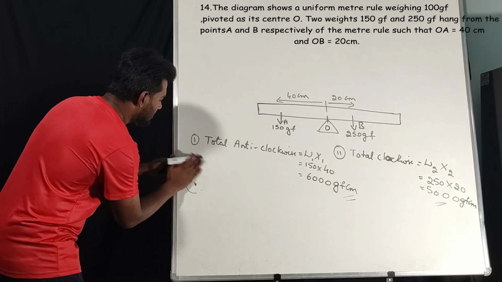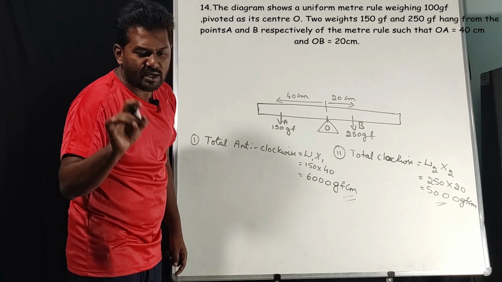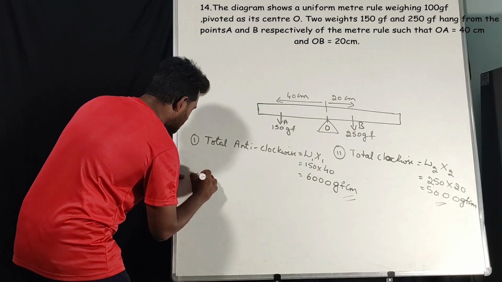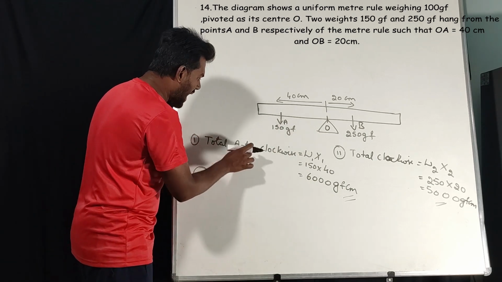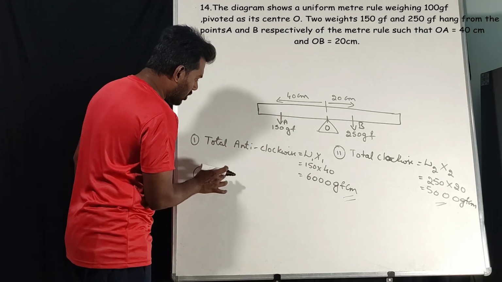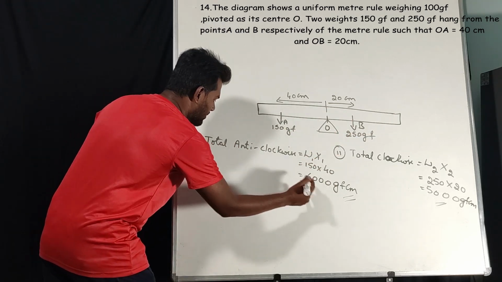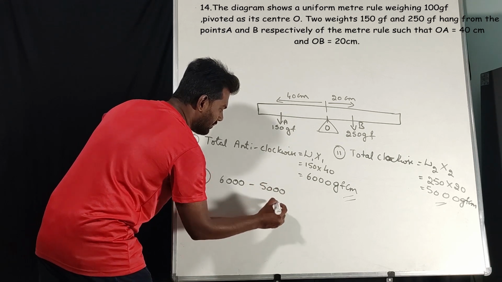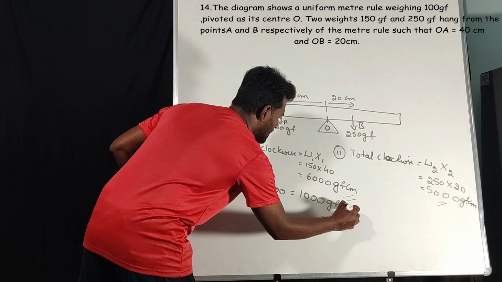Then the third one. What do you mean by the third one? The difference of anti-clockwise and clockwise moments. What is the difference? For the third one, you have to write it in a sentence form: total anti-clockwise moments minus total clockwise moments. So what is the answer for this one? That is 6000 minus 5000 is equal to 1000 gram force centimeter.